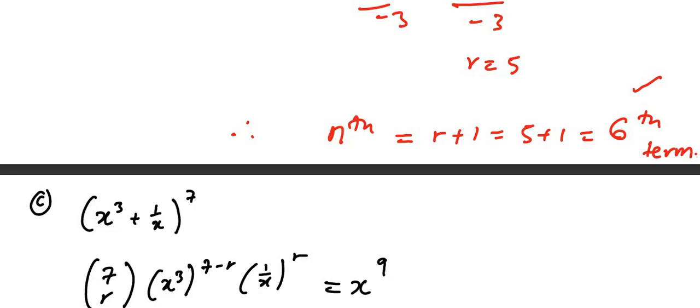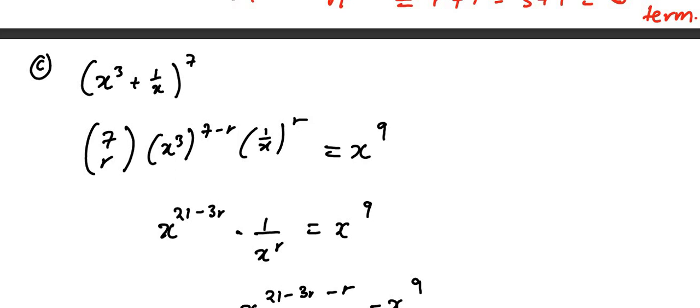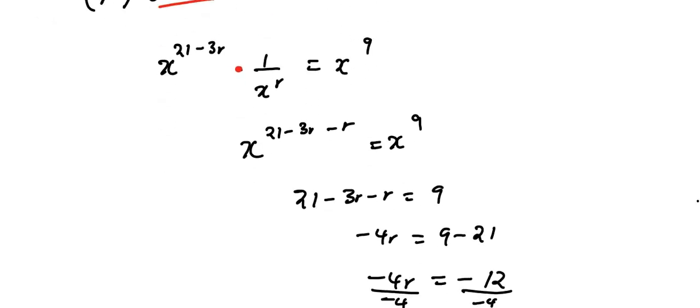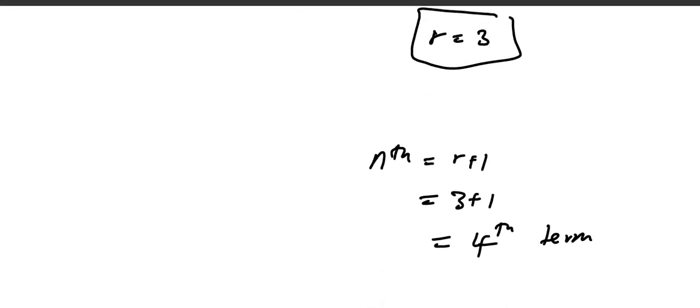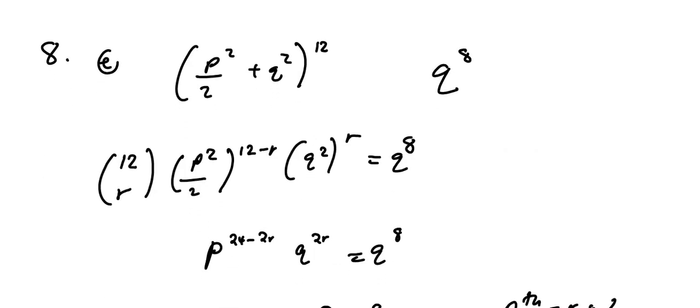Same applies for number C. We're just going to replace the whole thing in the nth term formula and equate it to x to the power 9. Get the portions that have x alone. There's this x down, so this is a multiplication. So we're going to get this. And once you reach here, we can equate the powers. This is what you get. You solve for r, and your r is simply going to be 3. Once you get your r to be 3, you add 1, which gives you the 4th term. Yeah, then the last one, on E, we equate it to q to the power 8.